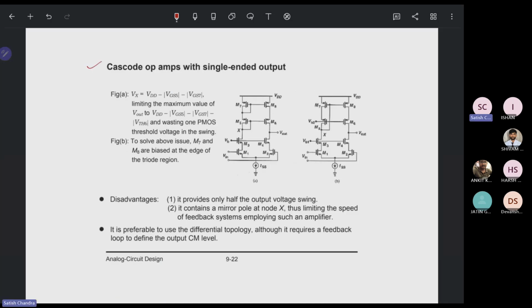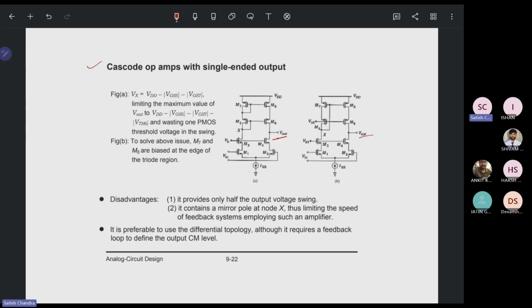Now, cascode op-amp with a single-ended output. Single-ended, basically, is when we do not have a difference between the outputs. That time Vx is VDD minus VGS5 minus VGS7. That limits the maximum value of the output to VDD minus VGS5 minus VGS7 minus VGS6, wasting one PMOS threshold voltage.